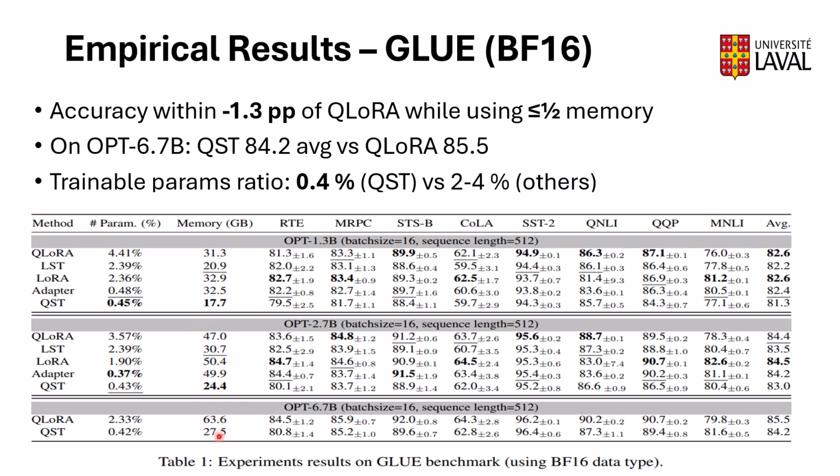For instance, on OPT 6.7 billion, QST achieves an average score of 84.2, while QLoRA's average was 85.5. Importantly, QST only fine-tunes about 0.4% of parameters compared to 2 to 4% for methods like LoRA or LST. So overall, QST achieves competitive accuracy with significantly lower memory and compute power.